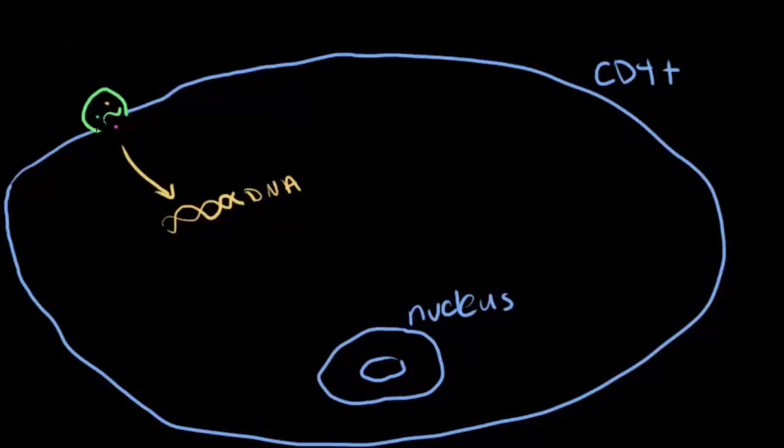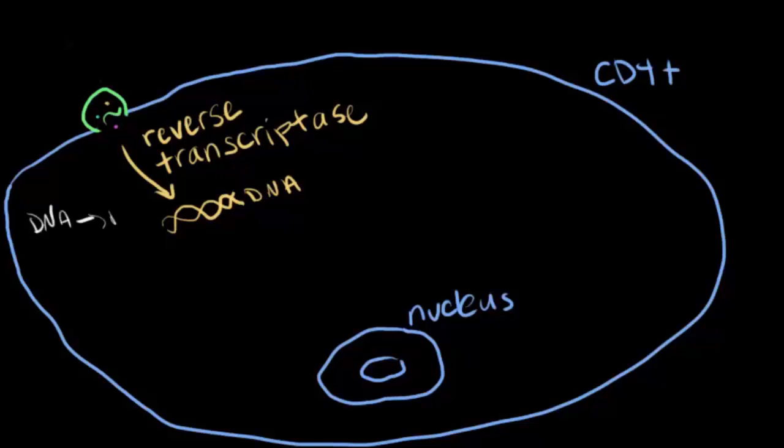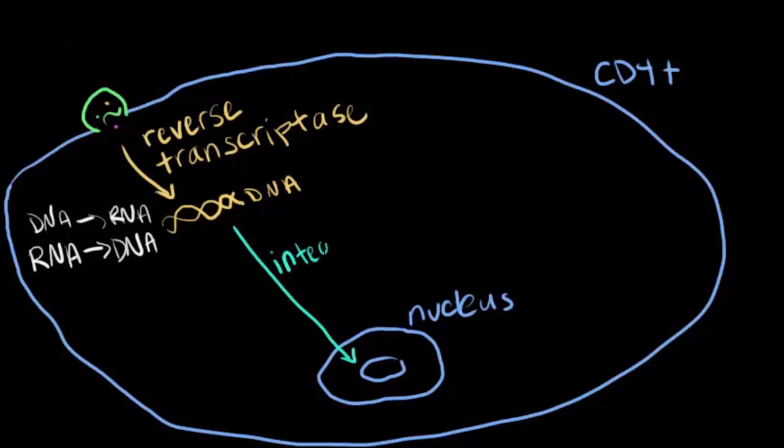This process of making DNA is called reverse transcription, which is catalyzed by the first protein that HIV brings with it, reverse transcriptase. And it's called that because normally transcription goes from DNA to RNA, and here we're going from RNA to DNA. Then the second protein, represented by this aqua-colored dot, is integrase. Integrase will, as the name implies, integrate the viral DNA into the host DNA in the nucleus.